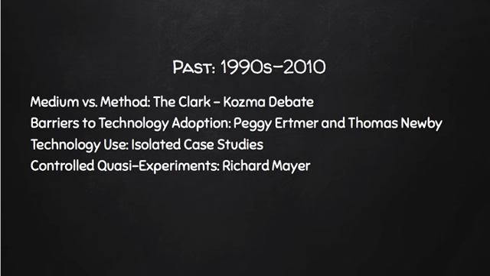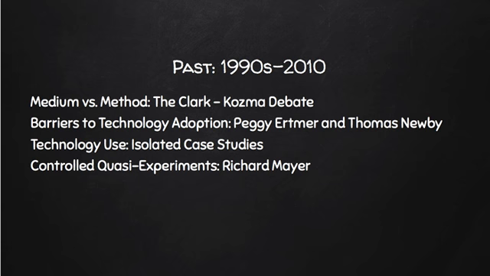One of the other big areas was Peggy Ertmer and Thomas Newby, and they were out of Purdue University in Indiana. Barriers to technology adoption. Why do some teachers adopt technology and others do not? And so what are those barriers that stop or prohibit or just get in the way of teachers integrating technology in the classroom? It is classic research. A lot of the current research on why teachers integrate or don't integrate technology and how they integrate is based upon their work.